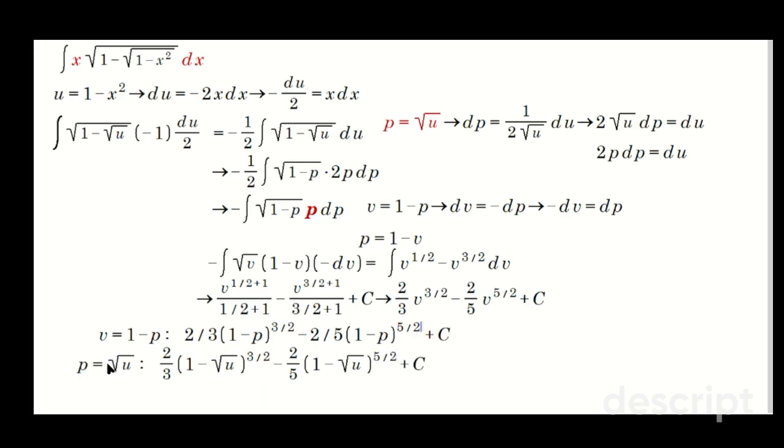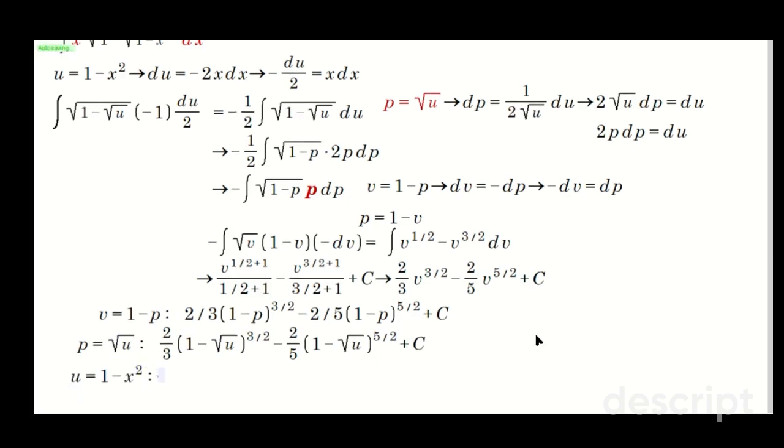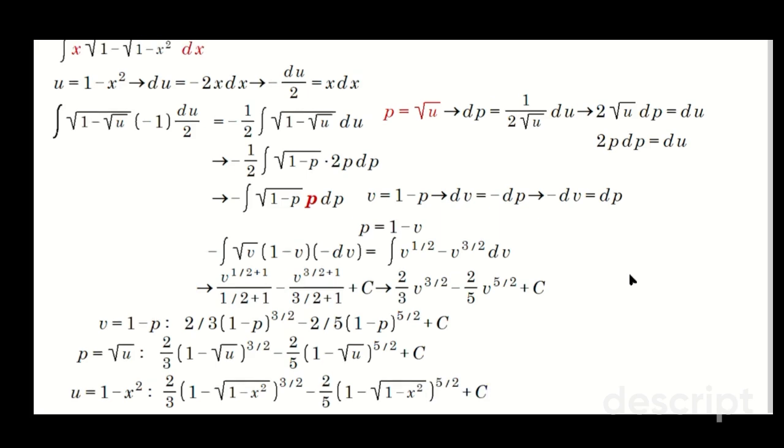But now remember that u is equal to 1 minus x squared from the very top. So that's going to give us 2/3, and then 1 minus the root of 1 minus x squared raised to the 3/2, minus 2/5, and then 1 minus the root of 1 minus x squared raised to the 5/2 plus c. Let's make sure this is the right answer. So 2/3 1 minus root of 1 minus x squared to the 3/2 minus 2/5, correct, 1 minus root of 1 minus x squared to the 5/2 plus c.